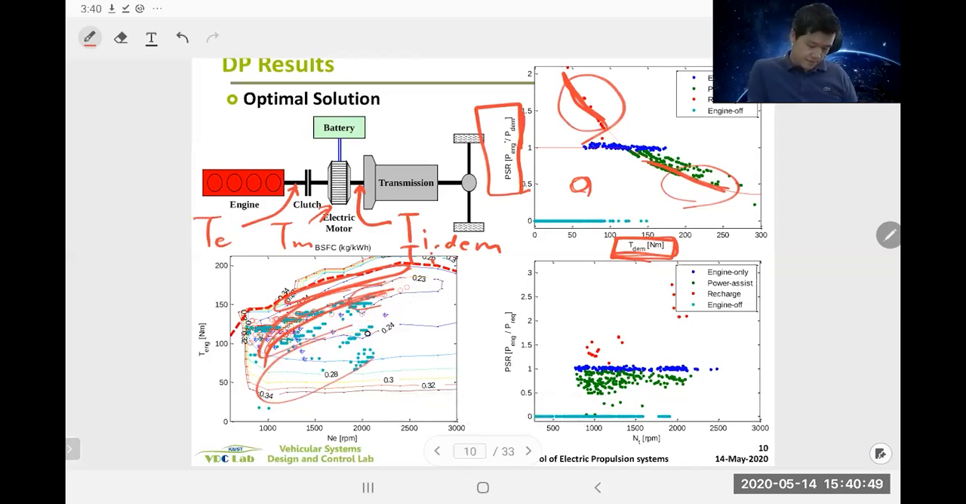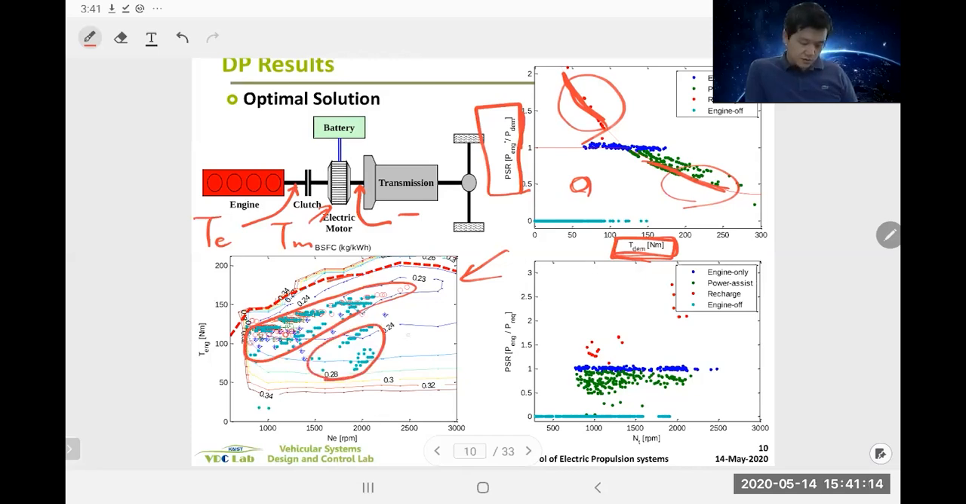Okay, so if you actually see this plot, this is the engine operating points. And you can see it's actually operating quite in the efficient region, but there are still some inefficient points. But this is because we only have four speeds. So for high speed, you don't have a choice. You have to operate here. Okay.